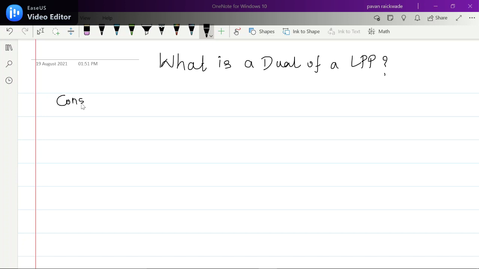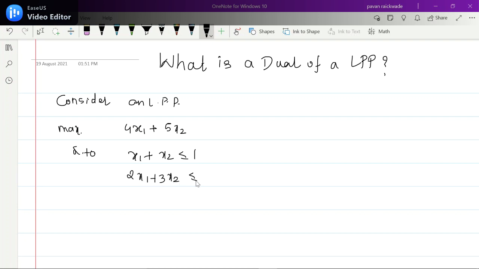Consider a simple linear programming problem. Consider an LPP: maximize 4x1 plus 5x2 subject to the constraints x1 plus x2 less equal 1, 2x1 plus 3x2 less equal 3, x1, x2 greater equal 0. This is a simple maximize linear programming problem. We have to find its dual.